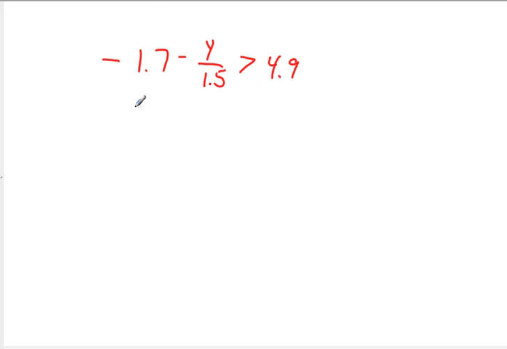So I'm going to do the easiest thing first, which is add 1.7 to both sides because that is currently the opposite, or a negative 1.7, or a subtraction of. So those go away, leaving us with, don't forget this, negative y over 1.5 is greater than 4.9 plus 1.7, 6.6, looks like.